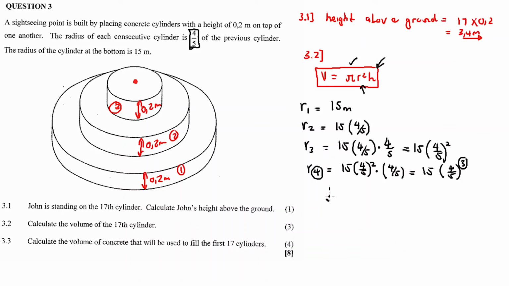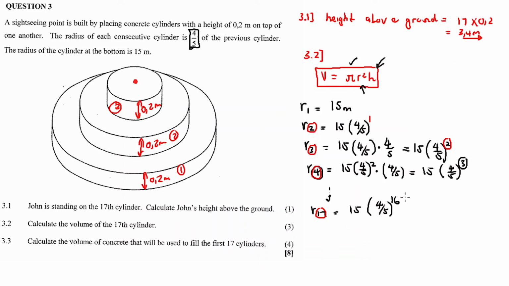So for radius number 17, it's going to be 15 times 4 over 5 raised to the exponent 16. This is the radius, right? Okay, on the calculator, by just observing the pattern between the exponent and the position number of your cylinder. Cylinder number 2, exponent is 1. Cylinder number 3, exponent is what? It's 2. Cylinder number 4, exponent is what? It's 3. Cylinder number 17, it's going to be 16.